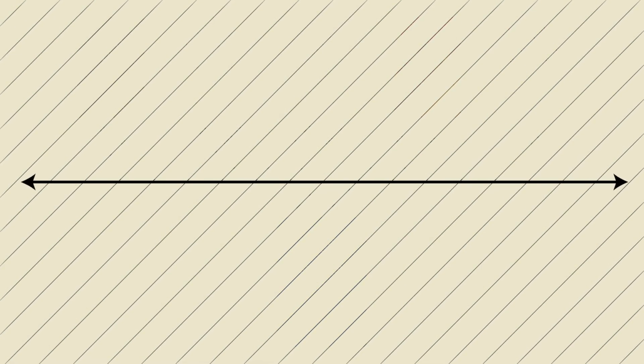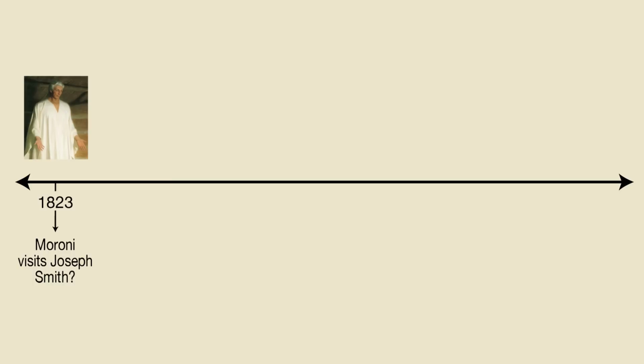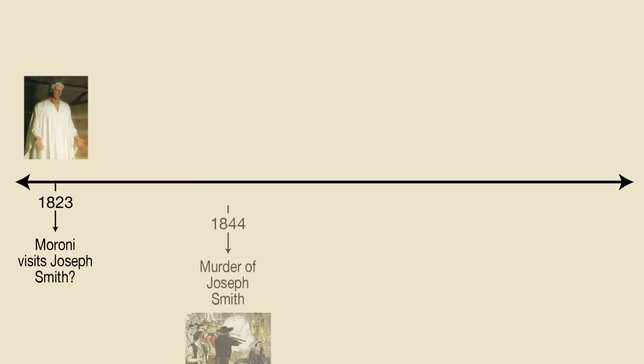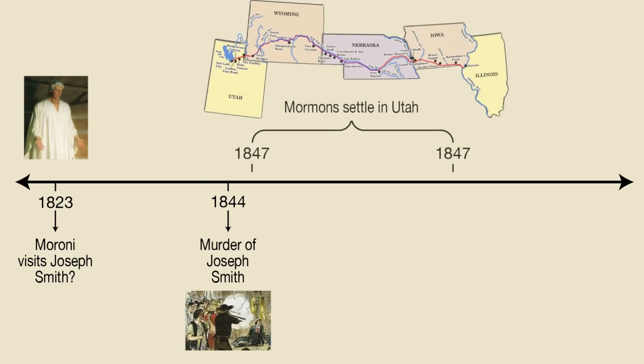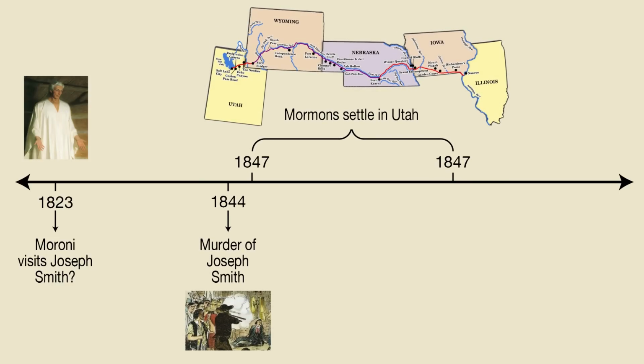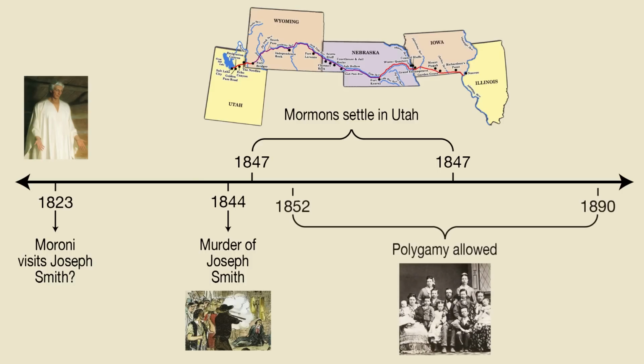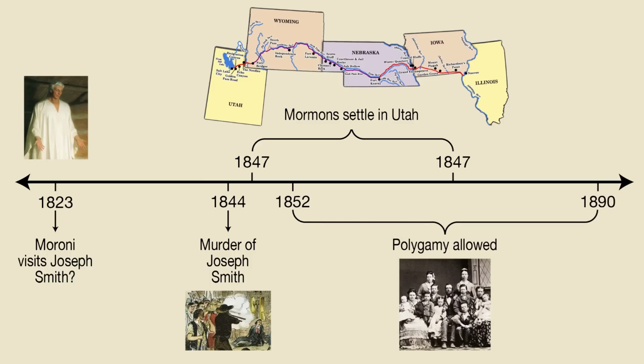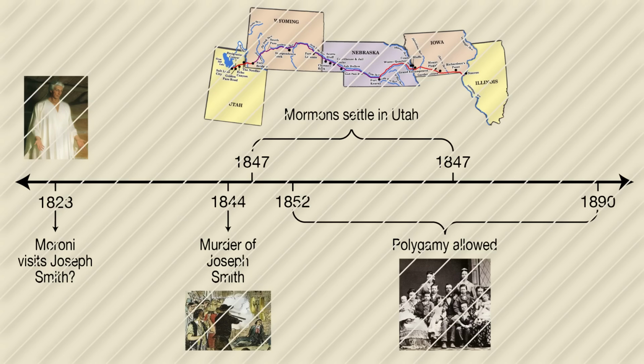So it's been almost 200 years since Joseph Smith was supposedly visited by the angel Moroni. A lot of Mormon history occurred during these 200 years, including Joseph Smith's murder, the settling of Utah, and many decades during which polygamy was allowed in the church. But rather than go through all of that, I want to end by talking briefly about what Mormonism looks like today. For one thing, there are several different types of Mormons.